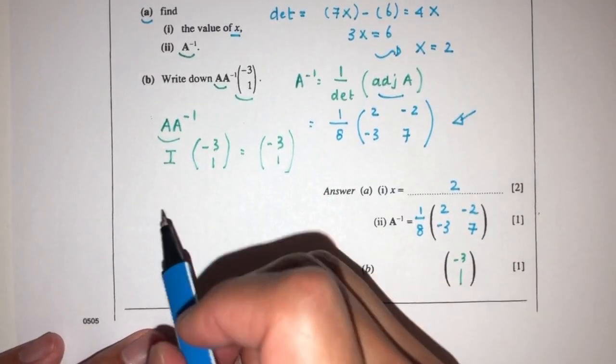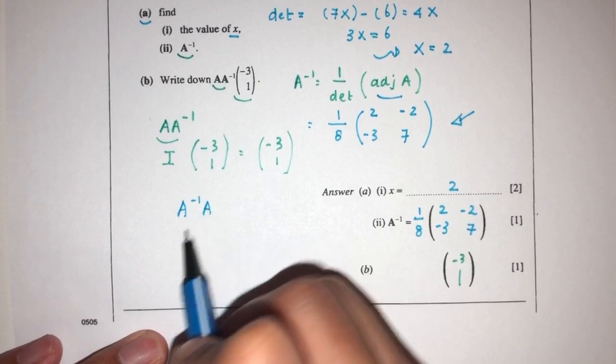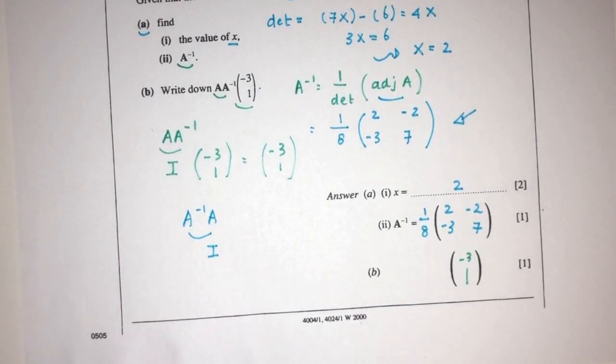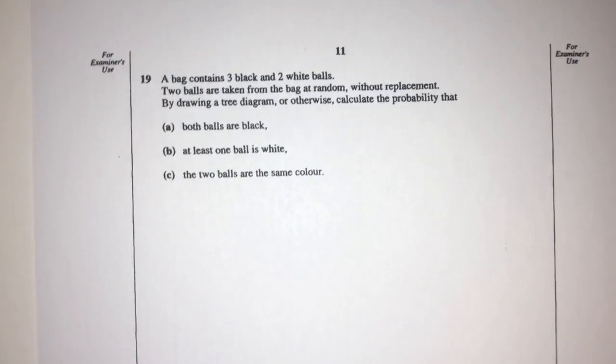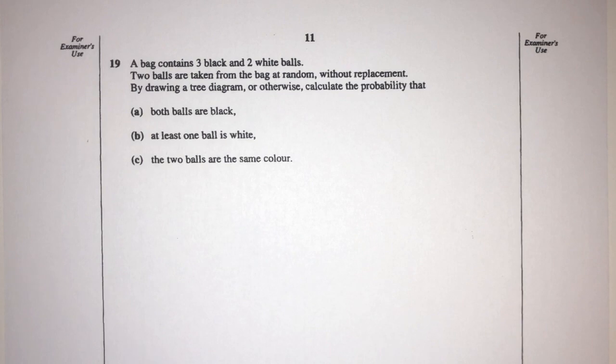Now again, it's the same thing as well. If you were to multiply A inverse by A, it will also give you the same thing, right? That is question 18. Okay, let's move on to question 19.